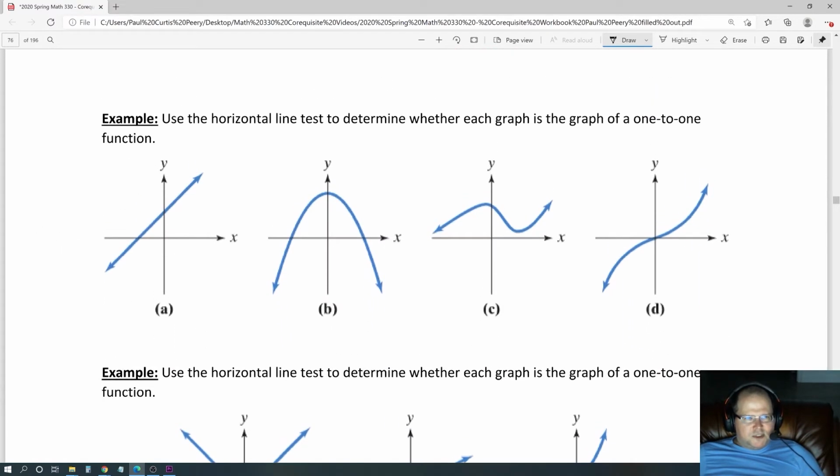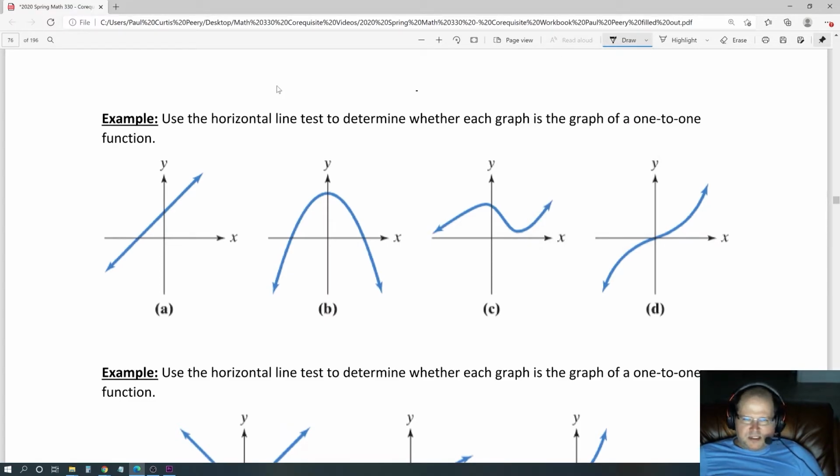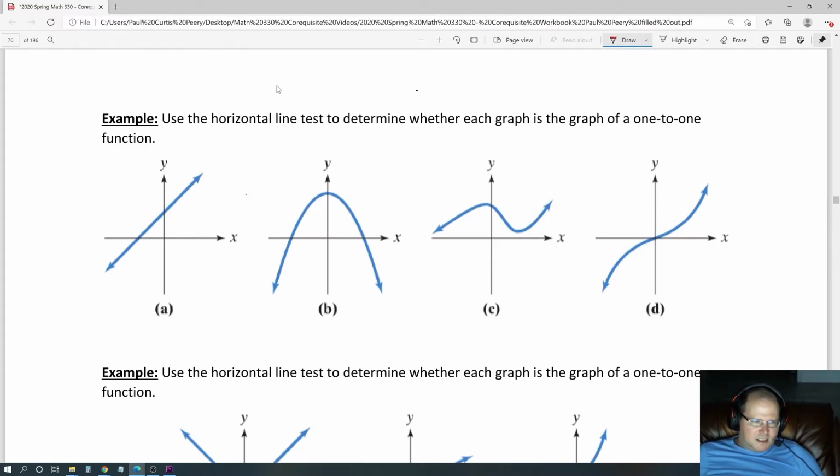So more tests. Use the horizontal line test to determine whether each graph is the graph of a one-to-one function. I'm still going to do both the function ones, but these are all functions, so it's kind of a waste of time. They all pass the vertical line test. This one passed the horizontal, so it's 1-to-1. This one failed. Hit it in 2 places, so it is not a one-to-one.